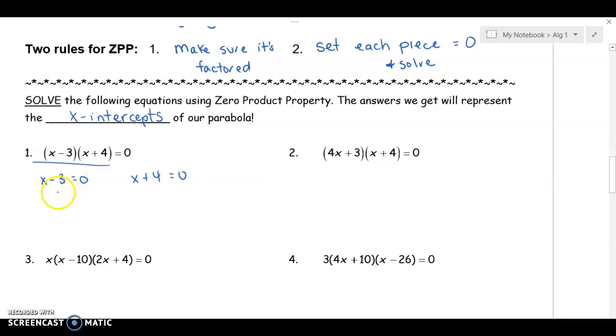When you do that, you're going to add 3 to both sides. You get x equals 3. And for this one, you subtract 4 from both sides. You're going to get x equals negative 4. All right, so you've got two solutions.